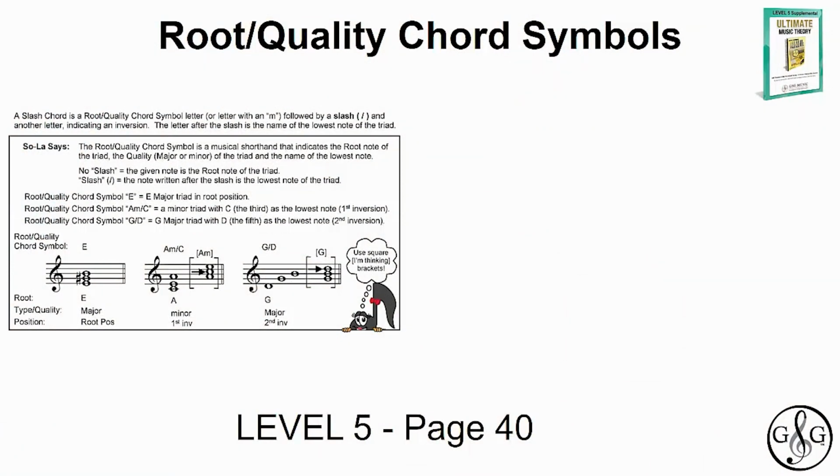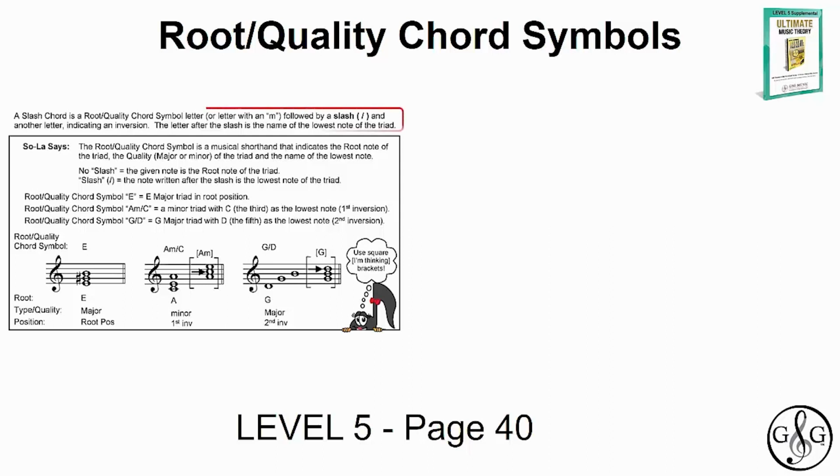In level 4, students learned about root position chords and root quality chord symbols. Now in level 5, on page 40, students are learning about chords or triads in root position and inversions. So that's new to this level, level 5. These root quality chord symbols now include the slash chord.